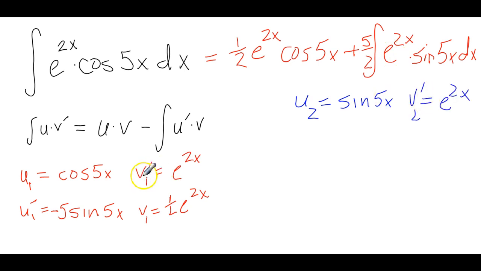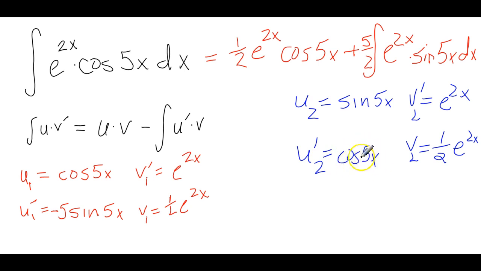Now since that's the exact same thing I let it be the first time, I know what v is going to be. It's once again 1/2 e to the 2x, because that's what it was the first time. That's not going to change. And my new u prime is just going to be positive cosine 5x times the 5. So I have to chain on that 5 out front. So 5 cosine 5x.